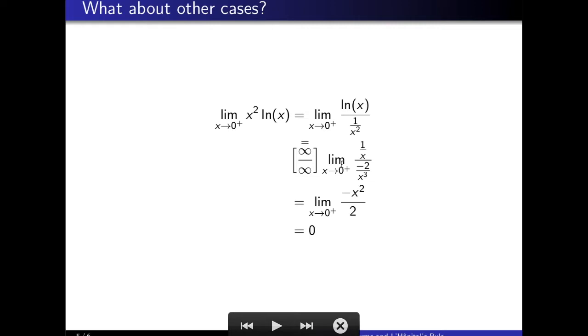Okay, so what we're going to do then, we take L'Hopital's rule, we get our derivative of the numerator, which is 1 over x, and it's all going to be divided by the derivative of the denominator, which is minus 2 over x cubed. Factoring and canceling a few things, we'll get minus x squared over 2 as x goes to 0, and that limit is just going to be 0.